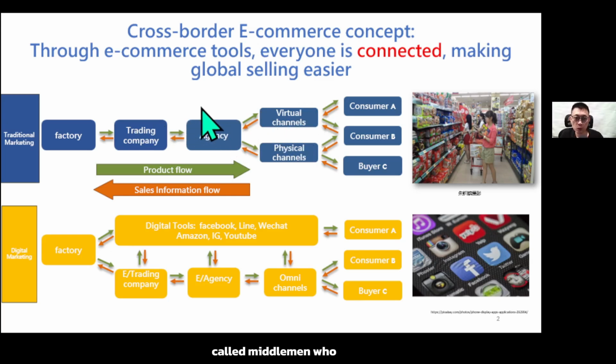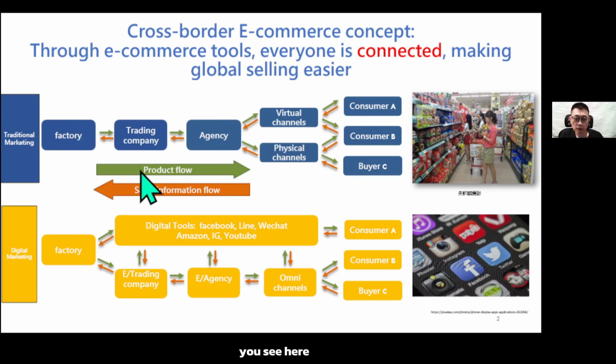We call them middlemen, who stand between the producer, manufacturer, and the consumer. It's inefficient. Why? Because we don't need so many companies. We can buy directly from the factory.